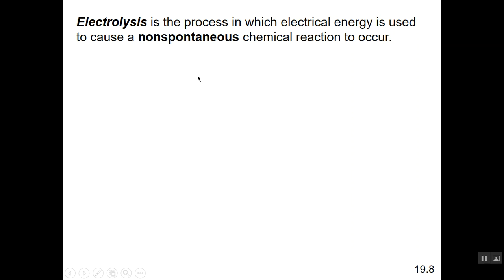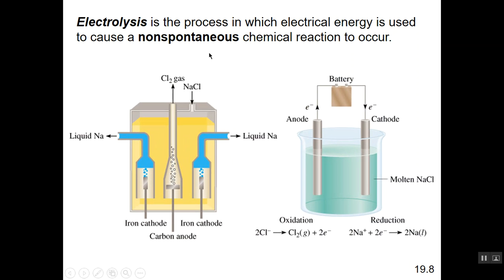Okay, so we're going to move on now to a discussion of electrolysis. As you can see on the screen, the definition of electrolysis is shown. It is the process where you use electrical energy to cause a non-spontaneous chemical reaction to occur. That is different from what we saw earlier when we were looking at galvanic cells, where a chemical reaction, which is spontaneous, is used to produce an electric current. So that's a difference between what we saw then and what we're looking at now in terms of electrolysis.